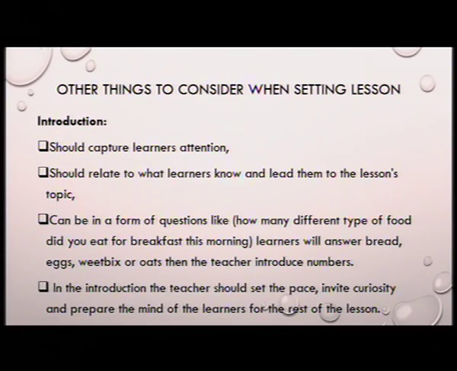In the introduction, the teacher should set up the pace, invite curiosity, and prepare the mind of the learner for the rest of the lesson. In other words, in that introduction, as you capture the mind of the learners with these things that they are doing every day, you capture them, and then you bring them to the topic, and you set up the pace. In other words, is it a slow lesson, is it a fast lesson, or how is the lesson going to proceed? And also you invite curiosity, make them curious to want to know more.